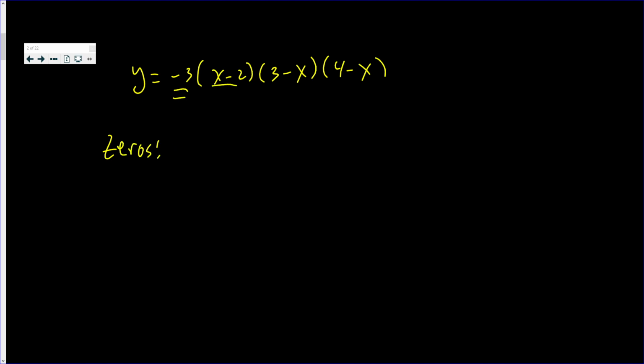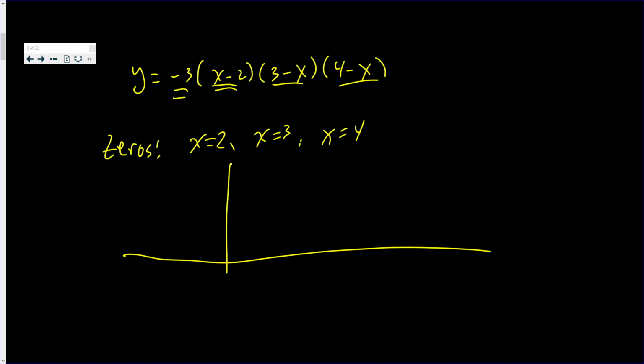-3 is never 0. That factor is 0 when x is 2. 3 minus 3 is 0, so x is 3. And 4 minus 4 is 0. Those are the zeros: 2, 3, and 4. Okay?